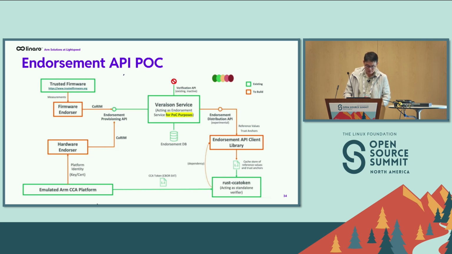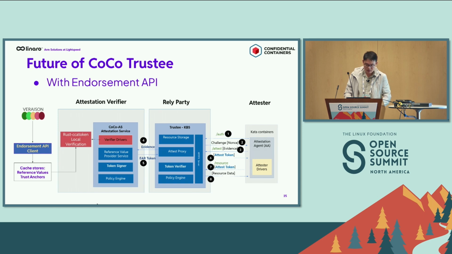So in that way, we can use a Trustee CCA token to do things locally. Yeah, this is a feature of the Coco Trustee. With the endorsement API, we use the local verification part, probably running in an endorsement API service, and the local cache will store the reference value and the trusted voucher. After that, when we do the local verification, we can just talk to the local cache and do the verification, which makes things easier.